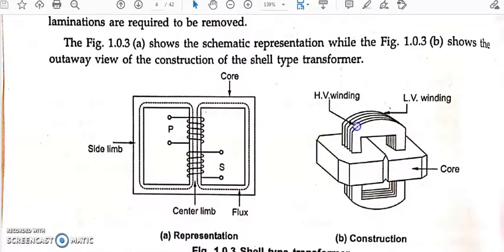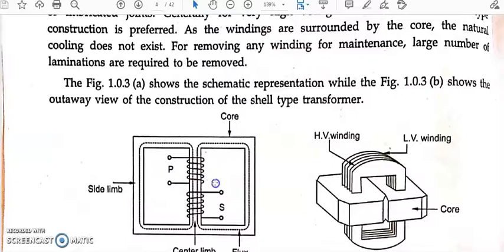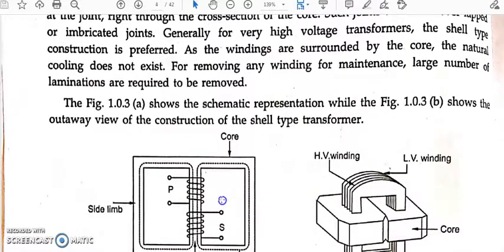And here also same, low voltage coil, high voltage coil. You can see on the central limb itself we get primary as well as secondary winding, but in the core type, we had primary winding on one limb and secondary winding on the other limb. Here primary winding and secondary winding are present on the central limb. Again, they are cylindrically wound, laminated, and between low voltage and high voltage there is insulation present. The same thing as we learned in the case of core type, here also it is same.